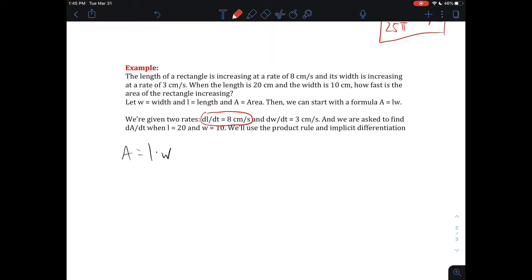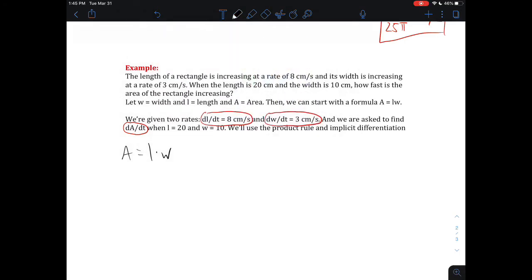I have centimeters for length in the numerator and seconds for time in the denominator. And then we were also told that the width is increasing at a rate of 3 centimeters per second, which means dW/dt is 3 centimeters per second. What we are asked to find is dA/dt, the derivative of the area with respect to t, which means the rate of change of the area with respect to time. How fast is the area of the rectangle increasing? And we need to find that when the length is 20 and when the width is 10, and those are of course in centimeters.